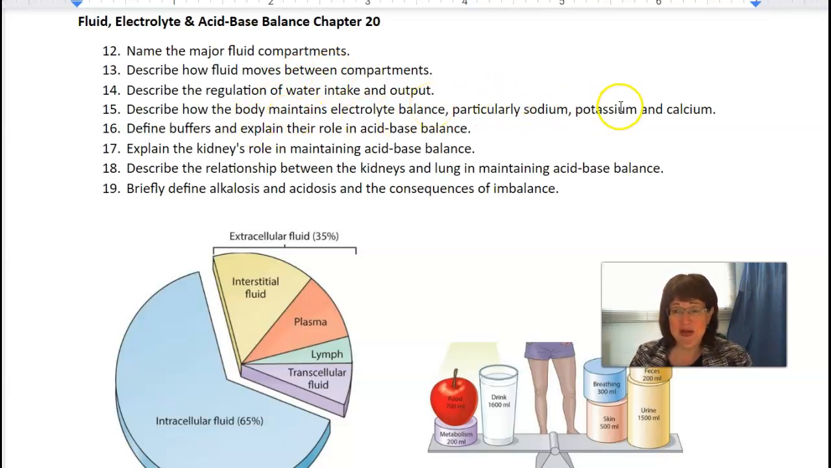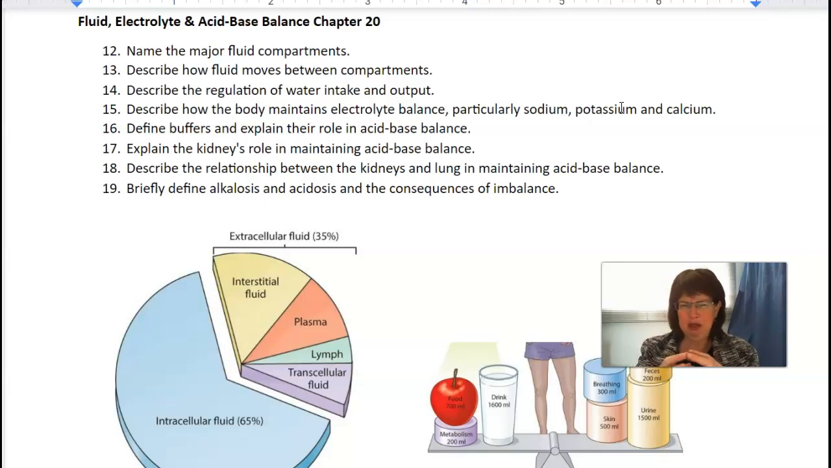And we're going to look at sodium, potassium, and calcium, which we've talked about already in the course. So it's not quite as daunting as it seems because we've mentioned these before. Then we're going to look at buffers and how it affects the acid-base balance of the body. And then we're going to look at how the kidneys affect the acid-base balance of the body. Then look at how the kidneys and the lungs interact.